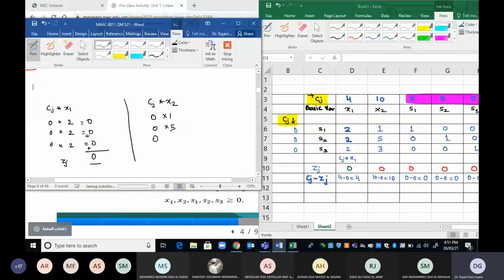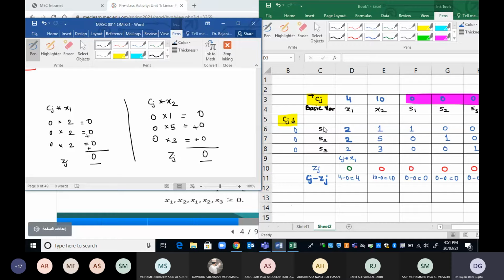5 and 3. So what does it give you? 0 multiply 1, 0. 0 multiply 5, 0. 0 multiply 3, 0. Then Zj corresponding to this will be the addition of all this. So it will become 0. That's why it becomes 0 here.